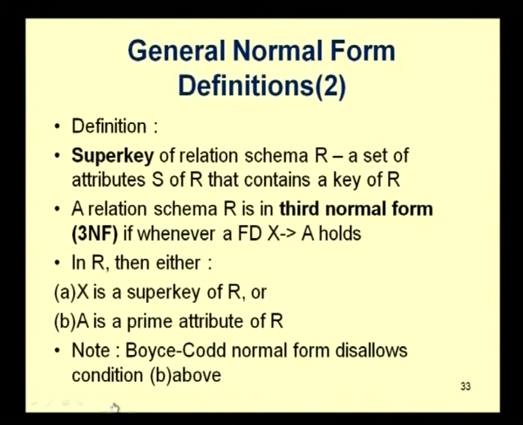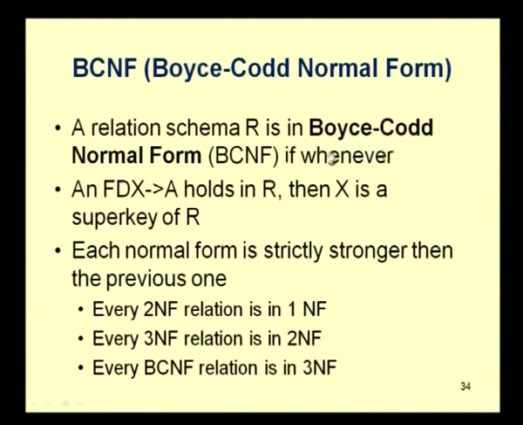Boyce-Codd normal form disallows condition B. So, this is not allowed; that is a more stringent definition. There is only a slight variation between third normal form and Boyce-Codd normal form. A relation schema R is in Boyce-Codd normal form if whenever a dependency X goes to A holds in R, then X is a super key.